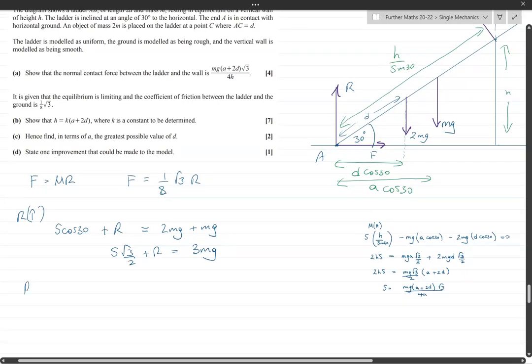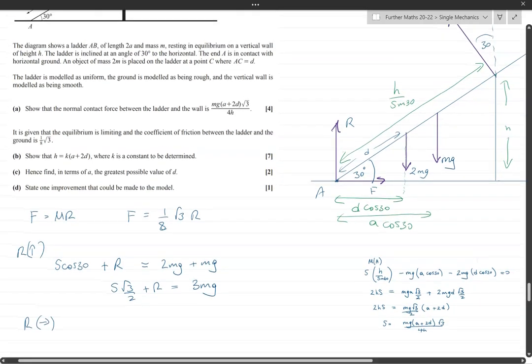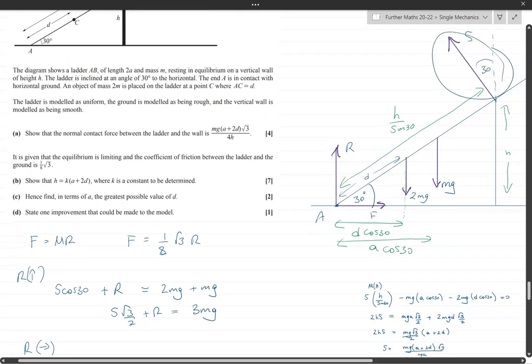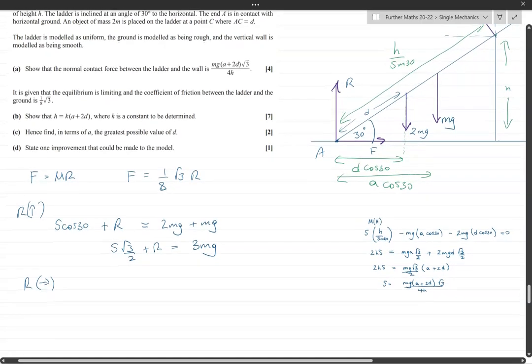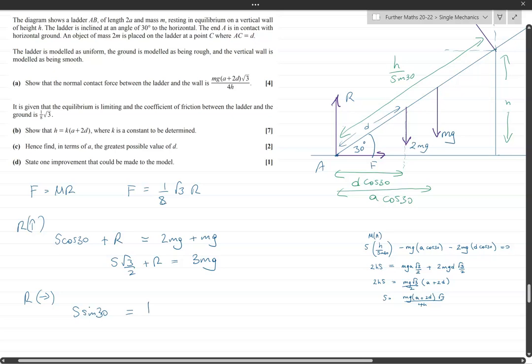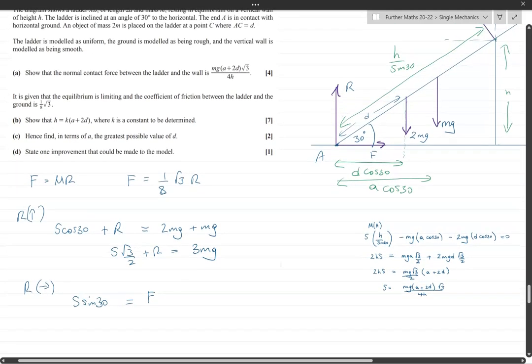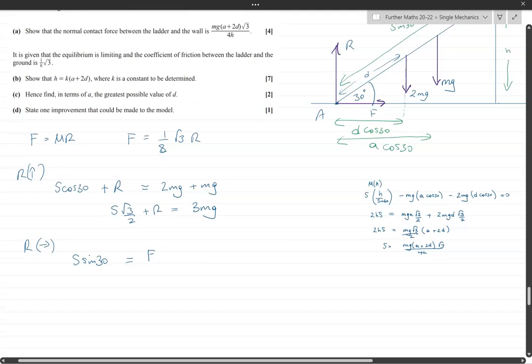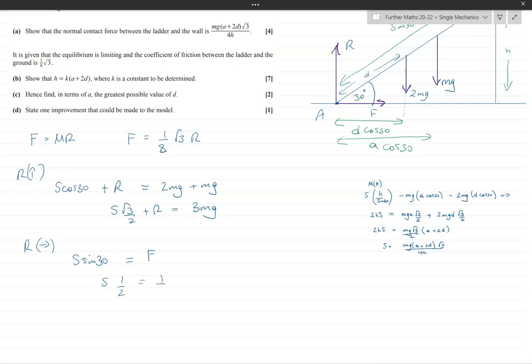And then we can resolve horizontally. We have horizontally the component of S, that's S sine 30. And we've got that counteracting with the F, which we know is equal to 1/8 the square root of 3R. So we've got S times by half is equal to 1/8 the square root of 3R.